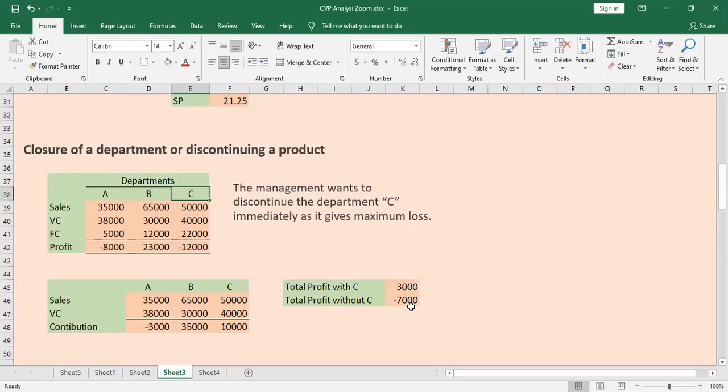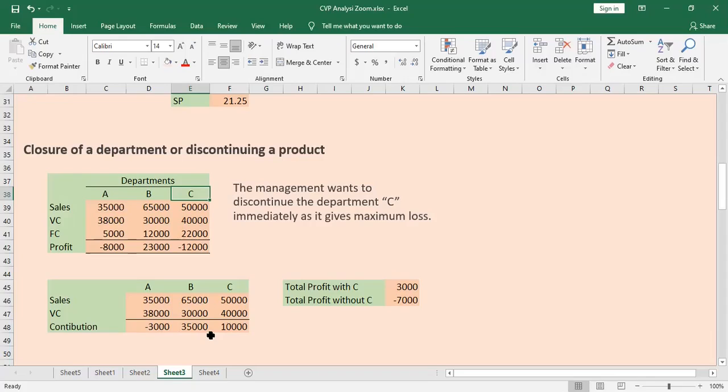Instead, what you can do is, if you want to discontinue one department, you can discontinue department A, because department A here is making a negative contribution. So if you discontinue department A, the total contribution will be higher.